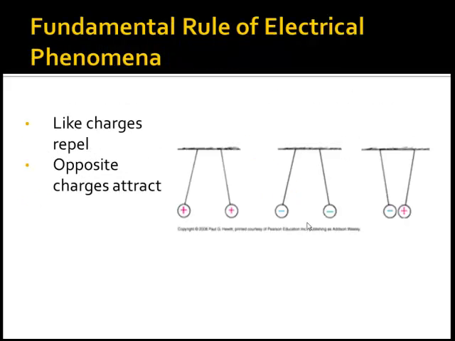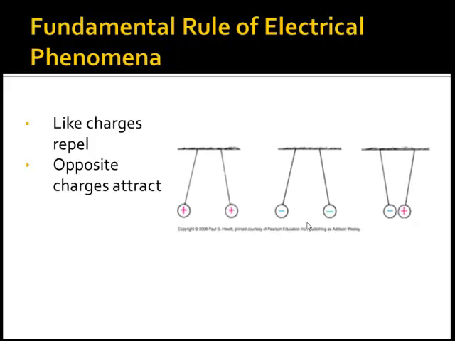The fundamental rule of electrical phenomena, what I sometimes like to call the law of electric charge, is that like charges repel and opposite charges attract. If you look at this diagram here, in the very first image of the two charged objects, these are called pith balls. They're tiny objects that we can give charges to. The first set has two positive pith balls, and they are not touching each other. They're actually moved away from each other, so they're experiencing repulsive force.